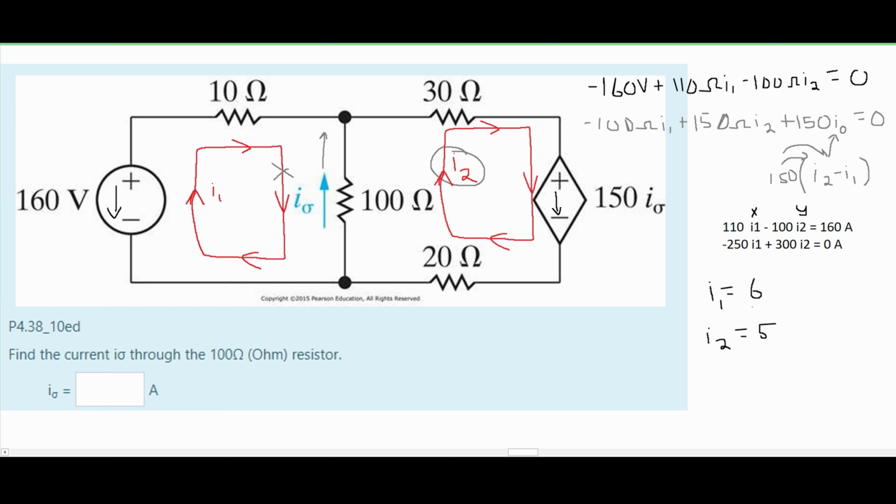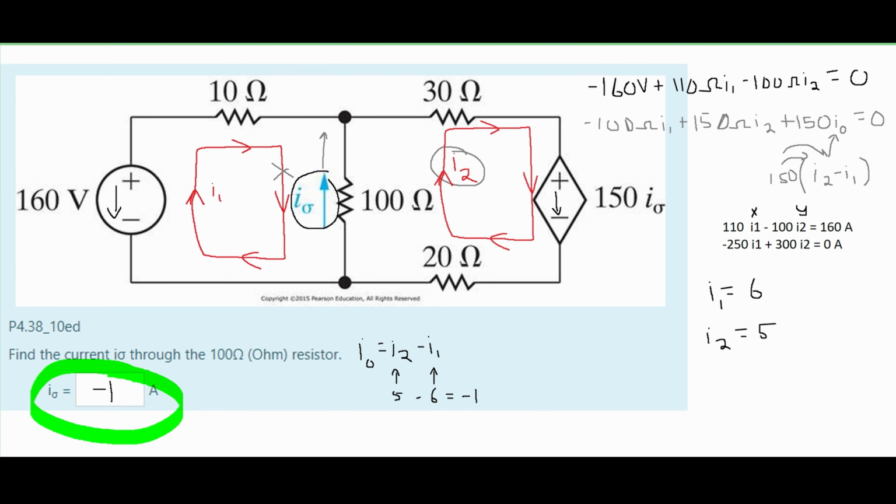Now we need to look back at our I, because this is the actual I that we want to find. It's going in the direction of our I2, so it's going to be equal to our I2. I1 is in the opposite direction, so we're going to have to subtract I1. So we're going to have a minus I1 here. Now we plug in our values. Our I2 is 5, our I1 is 6. We have a negative in between them, so this is equal to negative 1. That means our answer is negative 1 amps. And that is how you solve this problem.